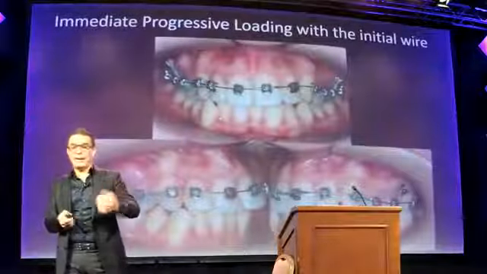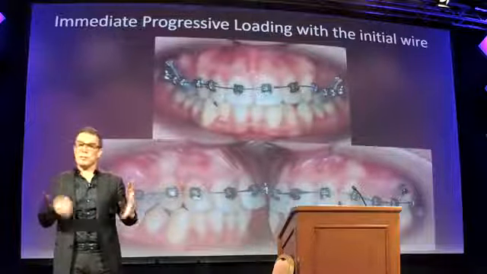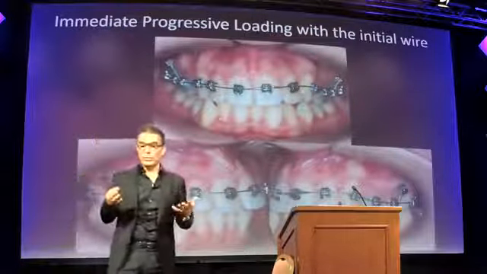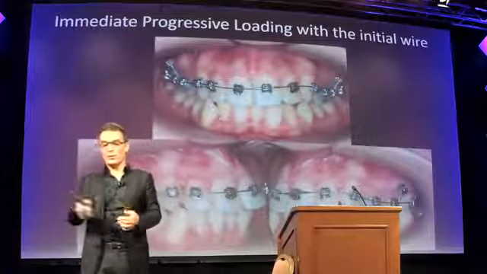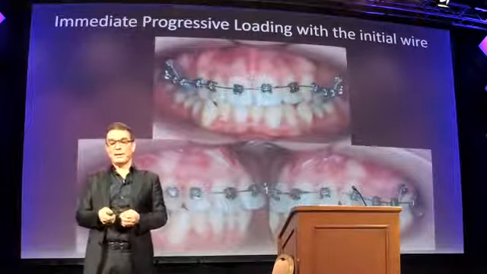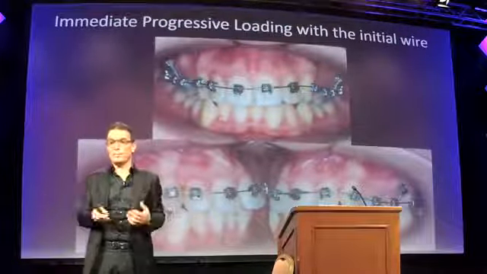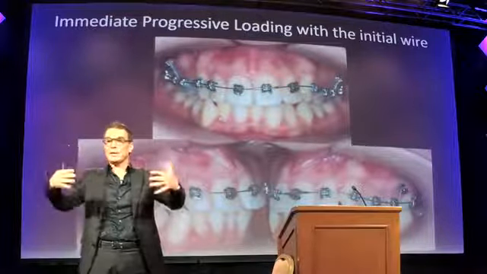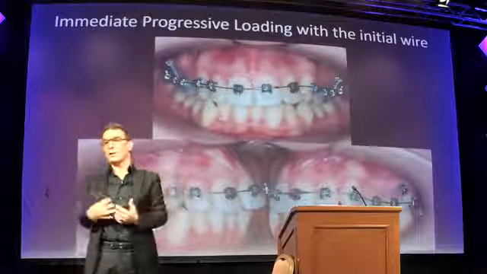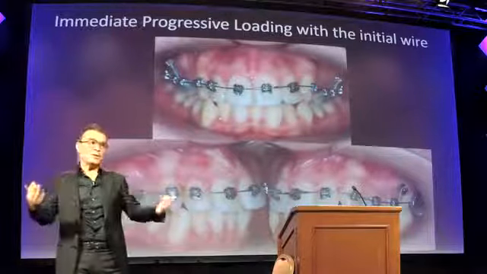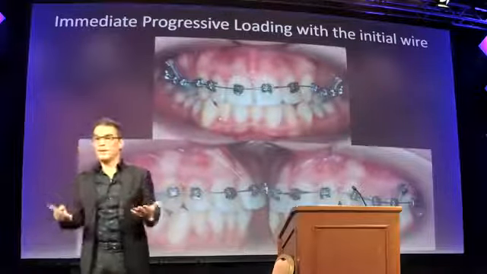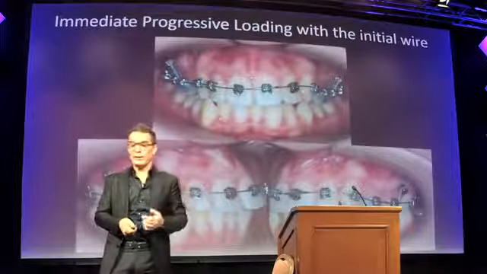And that's why today I place mini screws as soon as possible, and they are loaded sometimes with a very initial wire, the 014 here, with very light force, of course, of 10 or 15 grams maximum, just to maintain your anterior teeth, to avoid that initial proclination, and to see your patients come back into the office and tell you, I'm not happy, my teeth are flared now.